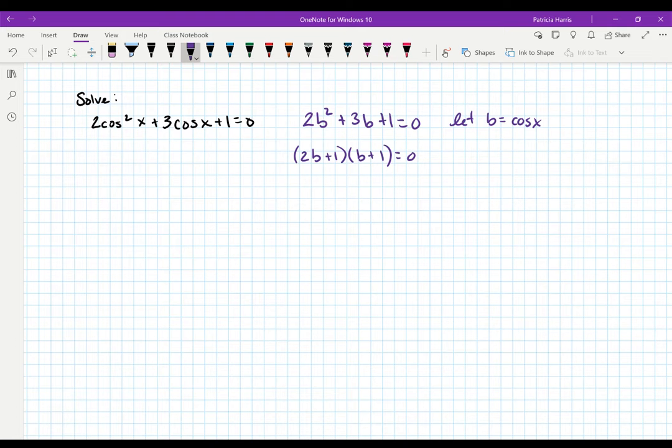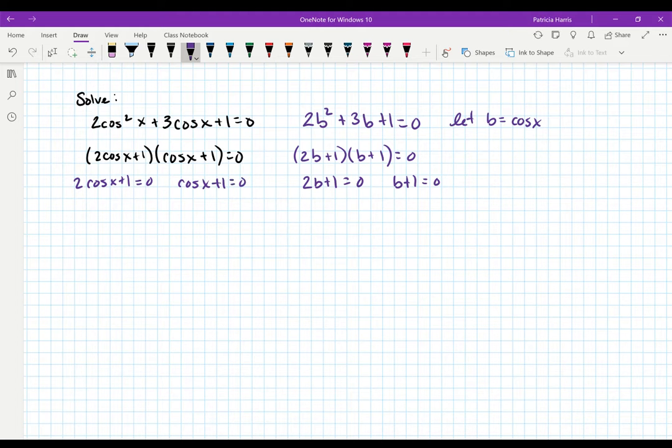Okay, so if we factor this, you get that. Now you can do the same thing over here. Okay, you just don't write b. Okay, and then since you're solving by factoring, you would set each factor equal to 0, and solve. You do the same thing over here. You just have a cosine.